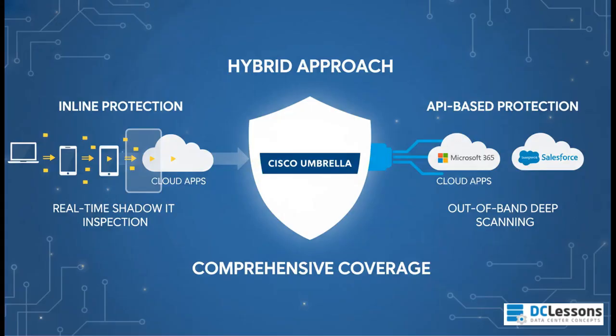Now, this is where Umbrella gets really smart. Its strength is in its hybrid approach. It uses that powerful API-based tech from Cisco's CloudLock acquisition for a really deep inspection of your main apps, and it combines that with its own super robust inline proxy features for real-time visibility and control over all that shadow IT. You really get the best of both worlds.